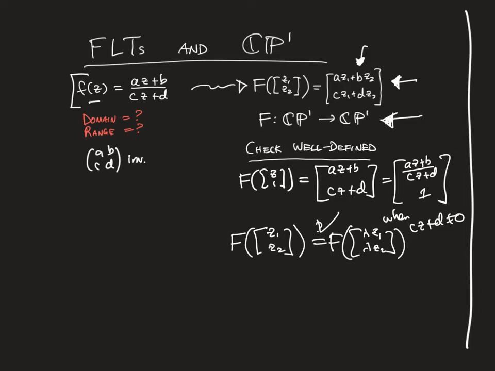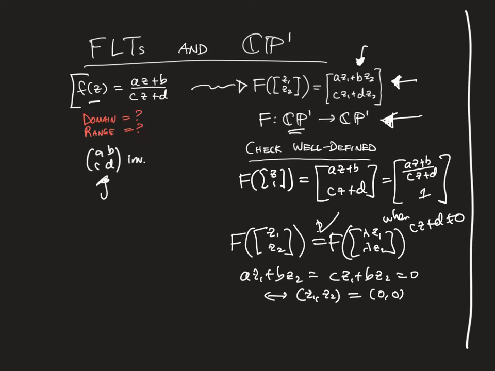Can I ever have both components 0? But since this matrix is invertible, that happens if and only if (z1, z2) is (0, 0), which is not allowed in the definition of CP1. So this is well defined.